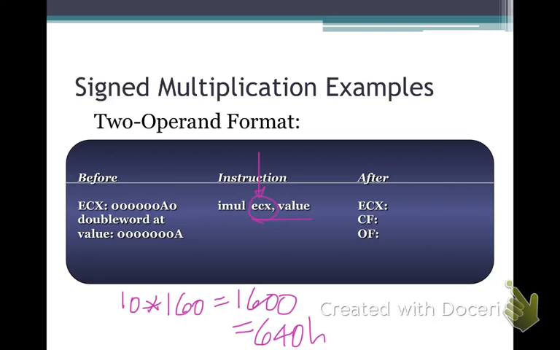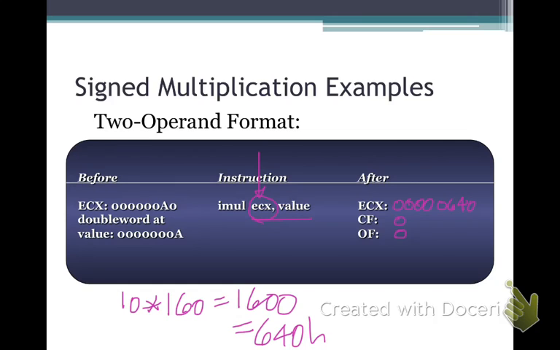My result is automatically going to go in the destination, which is 32 bits. Fortunately, my answer fits in 32 bits, so 0, 0, 0, 0, 0, 6, 4, 0, and I didn't overflow. In other words, the size of my result is not larger than the size of either operand, so carry flag and overflow flag will be cleared.